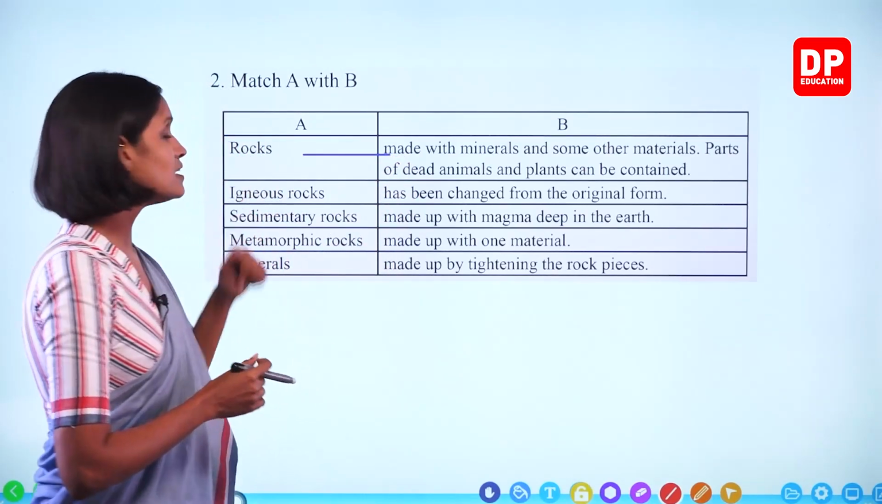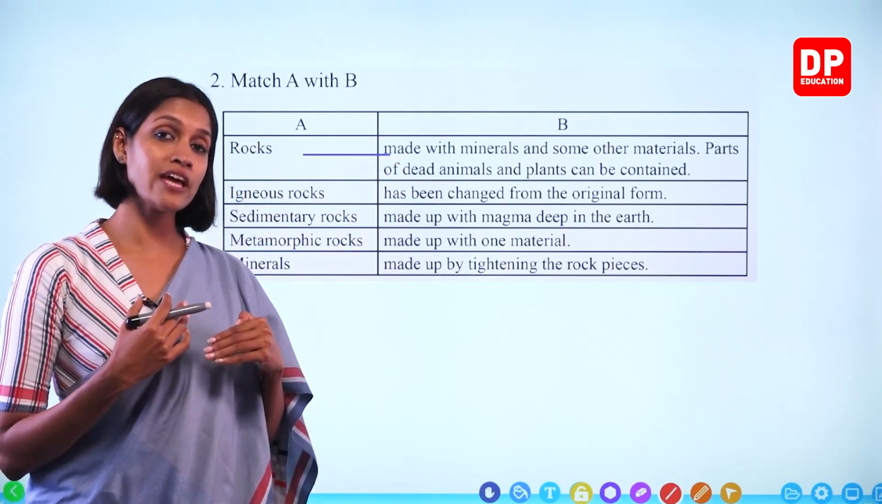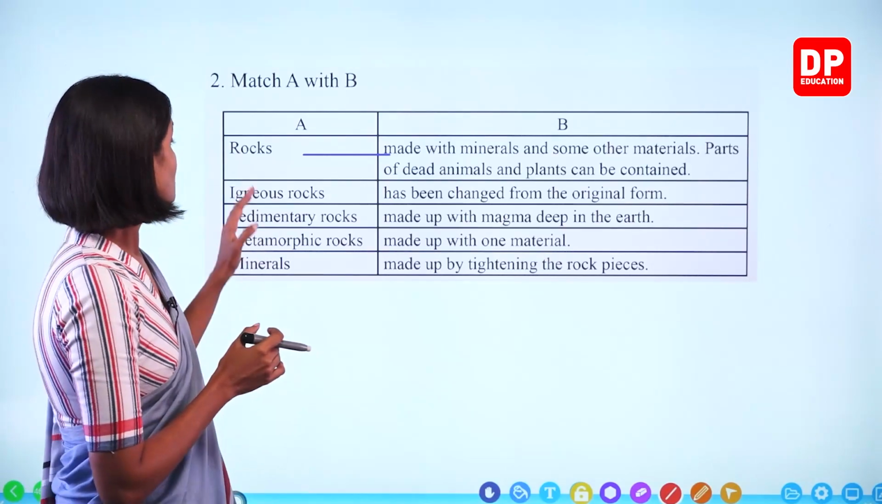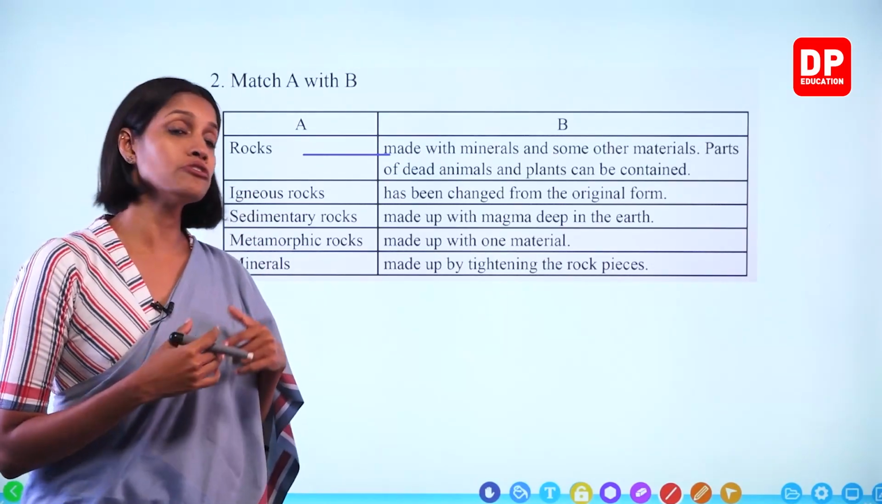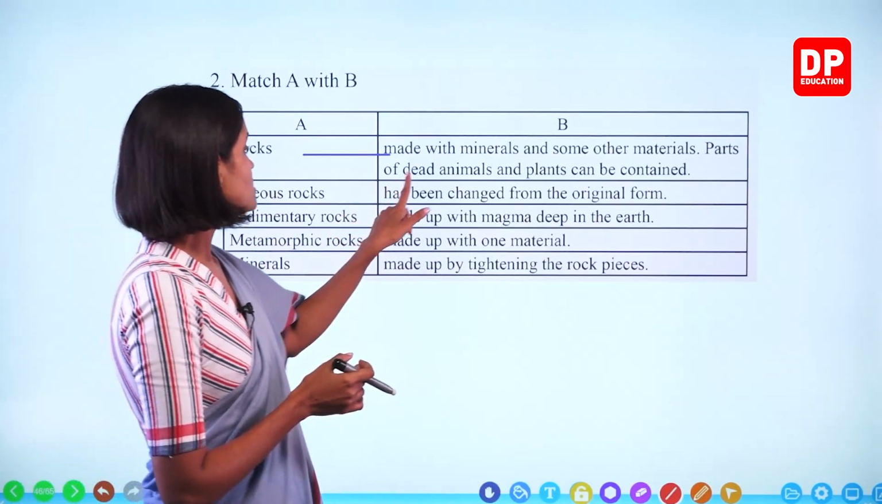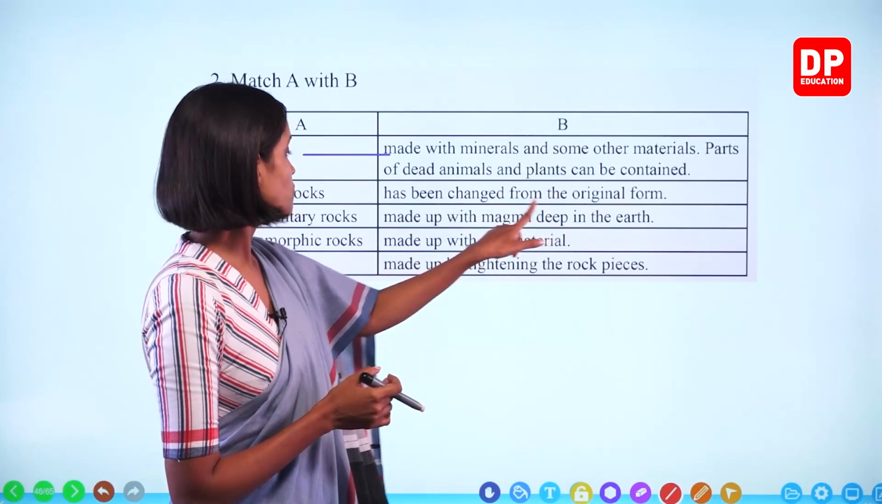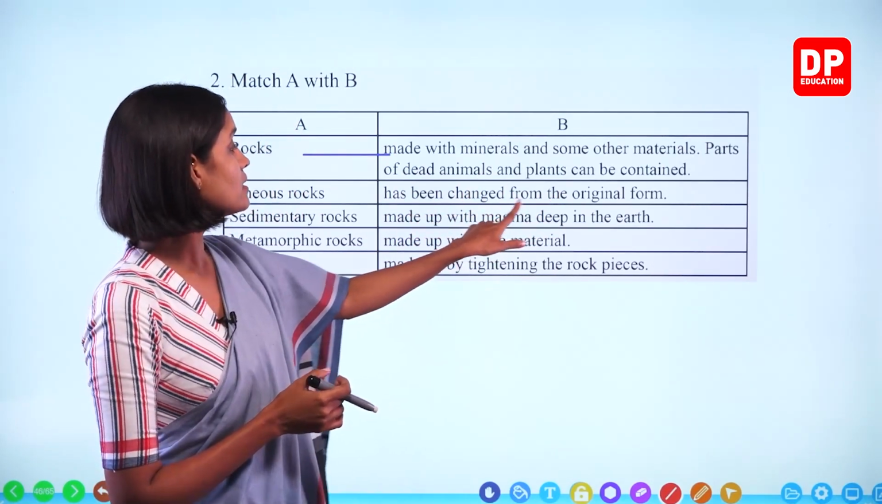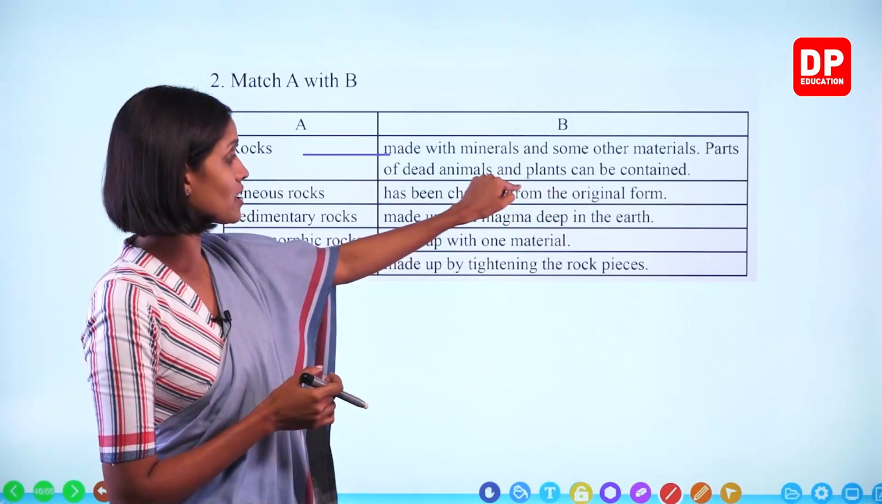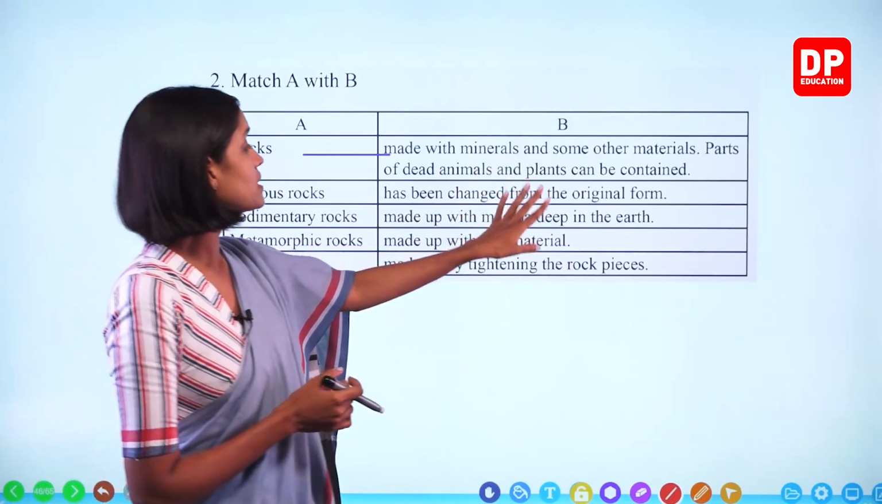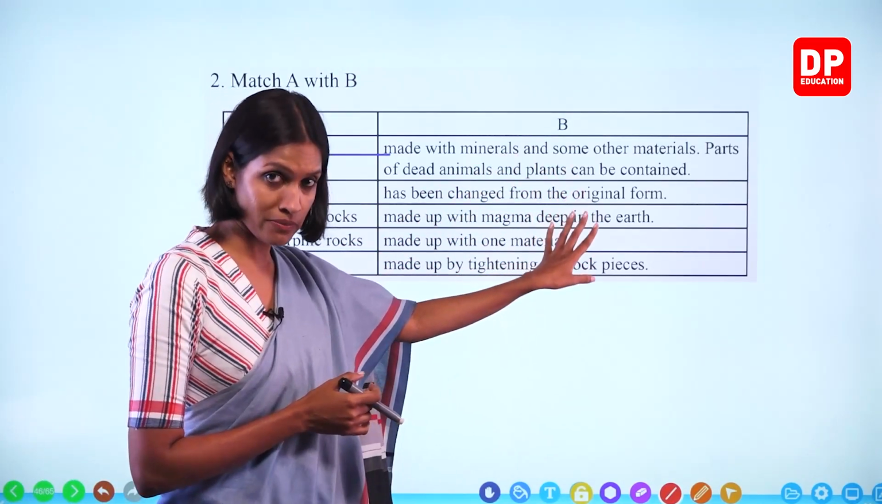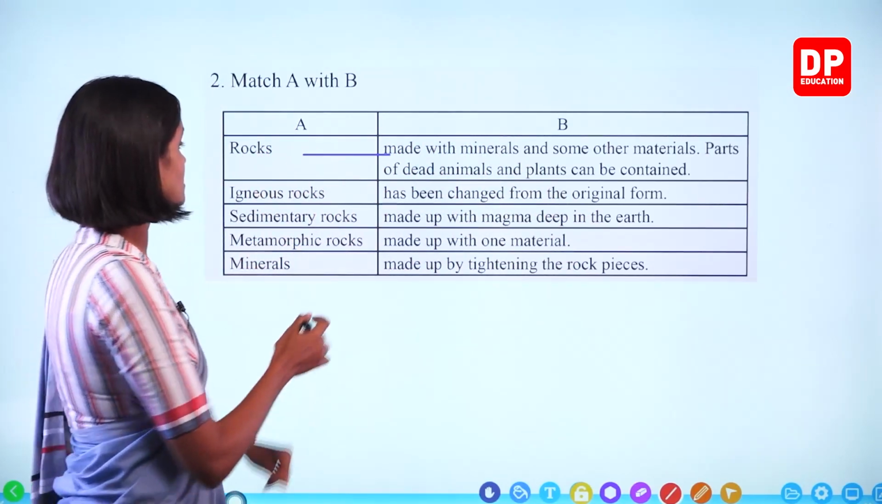And then igneous rocks. Igneous rocks are the type of rock that is formed by cooling down of lava. Okay? It has been changed from the original form. Made up of magma deep in the earth. Magma comes out as lava. Because of solidification of magma, what happens, children? Igneous rocks form.